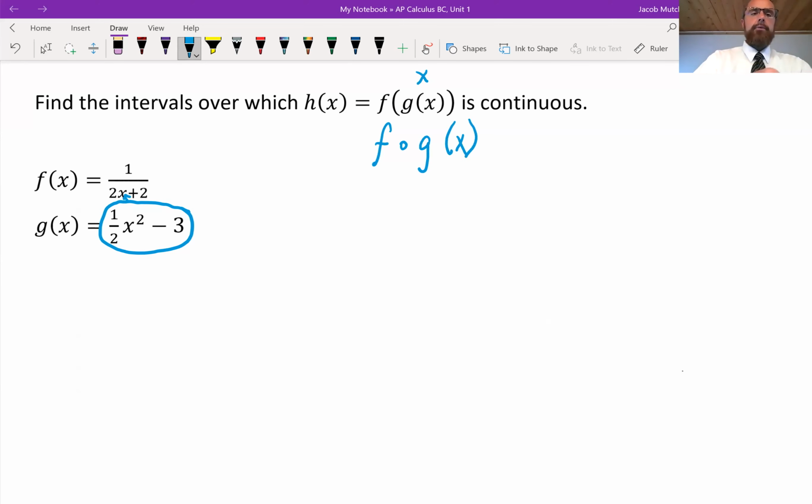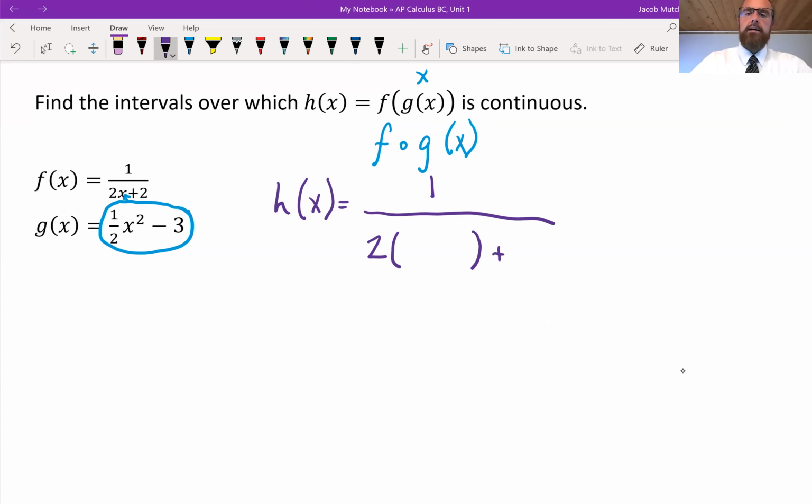So the way that I'm going to write h of x is as the structure of f, so 1 over 2 big parentheses. That's where x was. I've taken x out, plus 2. What I need to put where x was is the replacement g of x, and that is half x squared minus 3. So we've got to compose the functions as a first step in order to define what this h of x is.